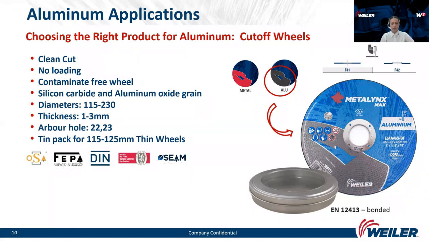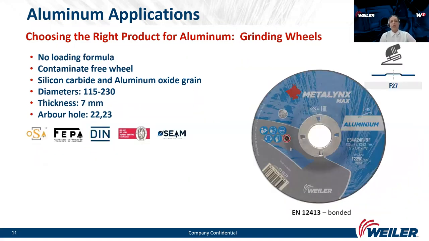So moving on to grinding wheels. We produce them in depressed shape, diameters from 115 to 230 also, and they are all 7 millimeters thick. And regarding recipes, they are all contaminant free. That means free of iron, sulfur, and chlorine. And they all contain some silicon carbide grain and also aluminum oxide grain. And the same goes also for cutting wheels.